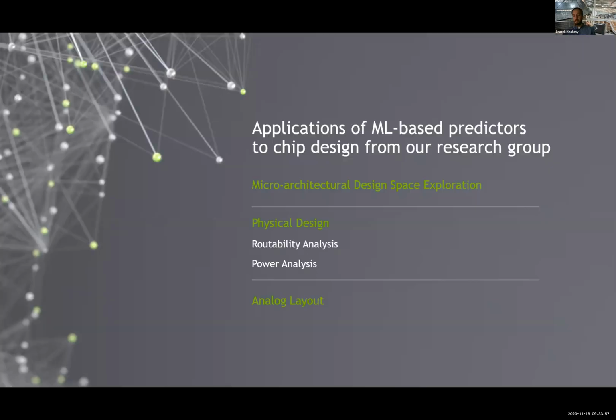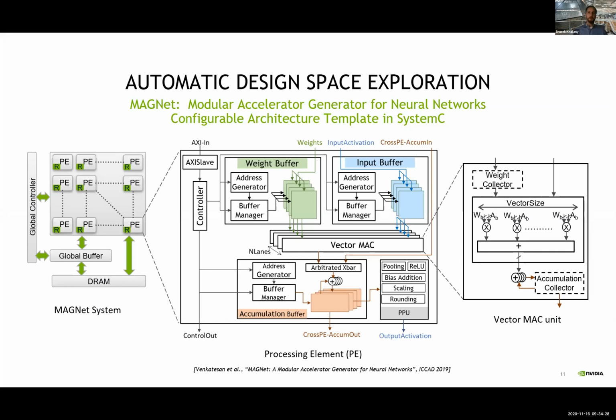So, I'd now like to talk about a few recent examples from our group of applying machine learning to predictors in chip design. This is similar to what Andrew Kong talked about earlier this morning, of point tools that can be used for predictions in combination with existing EDA tools and flows. The first example is from the realm of microarchitectural design space exploration. This is work published by Ranga Venkatesan in our group at ICCAD last year.